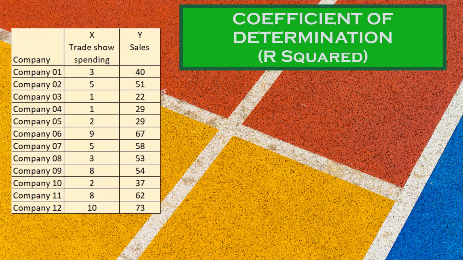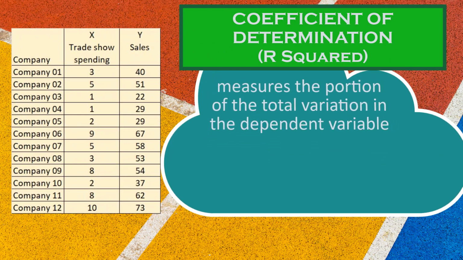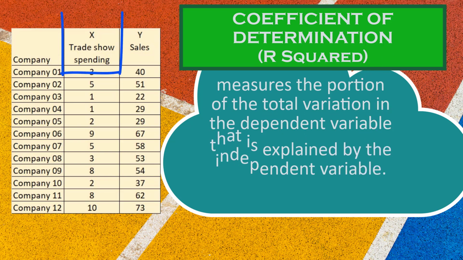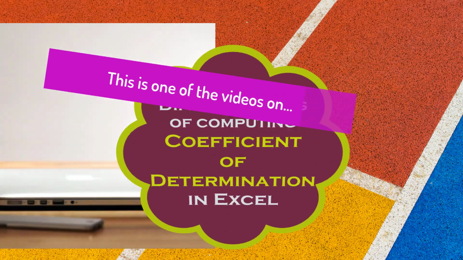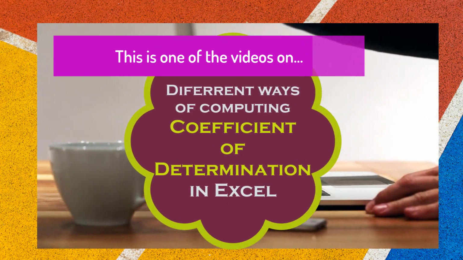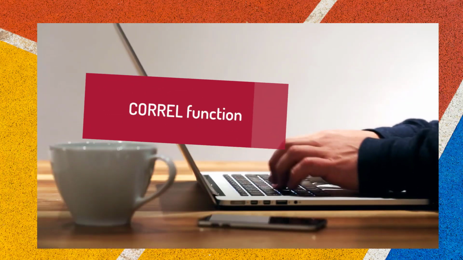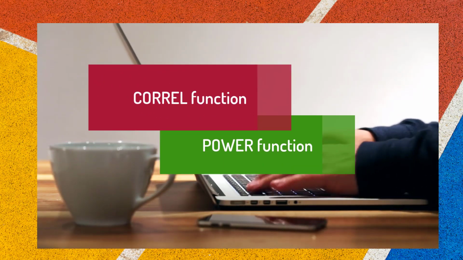Coefficient of determination, or R squared, measures the portion of the total variation in the dependent variable, which in our case is the sales, that is explained by the independent variable, which is the trade spending in our example. A series of videos was created about many ways to compute coefficient of determination in Excel. In this video, we will use Excel CORREL and POWER functions. So stay tuned.